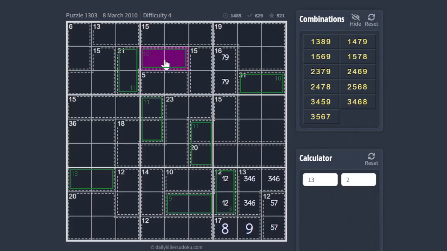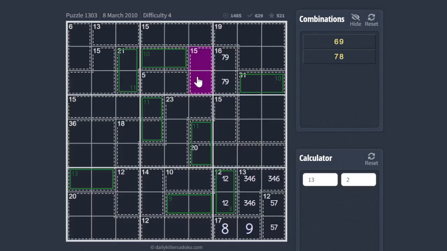I'm moving on. So we know that this 21 cage is split. This is a pseudo 11 cage, and this is a pseudo 10 cage. A 10 cage cannot contain a 5. A 15 cage cannot contain a 5, and a 5 cage cannot contain a 5. Therefore, the 5 must be in this 15 cage in box 2, row 1.